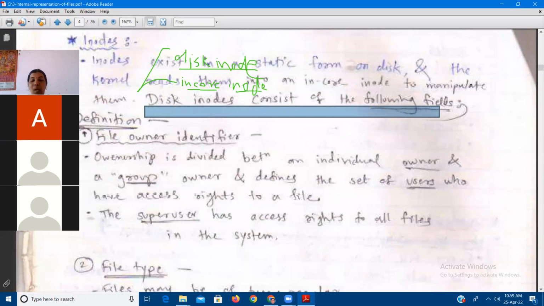So this is about the file owner identifier. If you type the stat command you will get all this information about the file owner, ownership or file owner identifier. This is about the first field which is present in the inode.